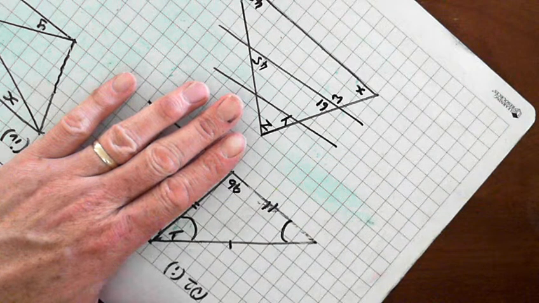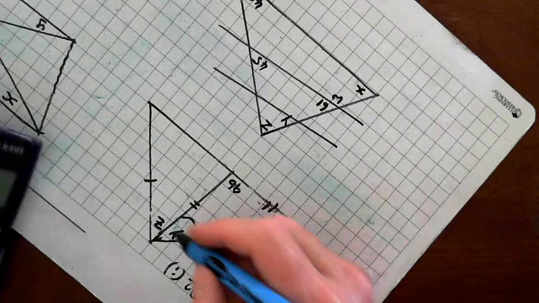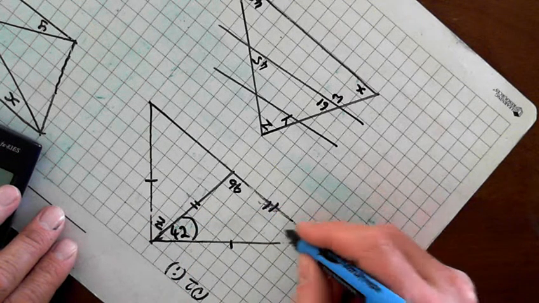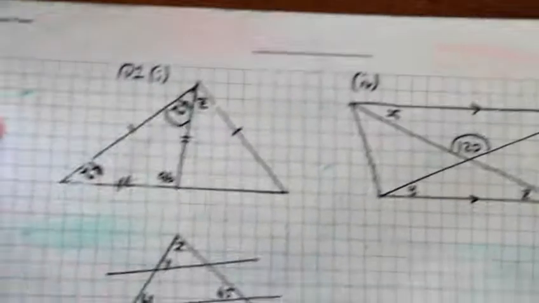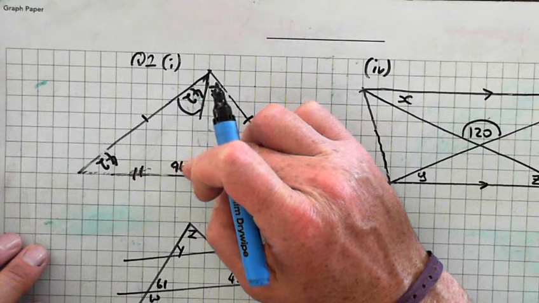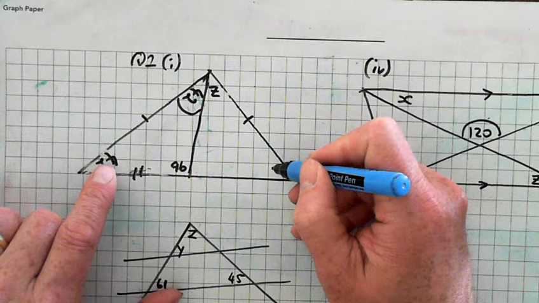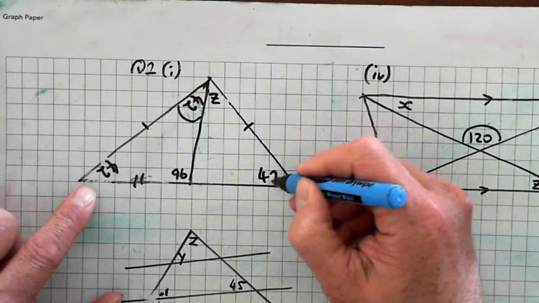So 180 minus 96 is 84, and then divide that by 2. 42. So that's 42, and this one here is 42. Turn it back around. Forget about the middle line. Well, we'll leave it there for a second. Yeah, this corner here, in the isosceles triangle, this one is 42 as well.